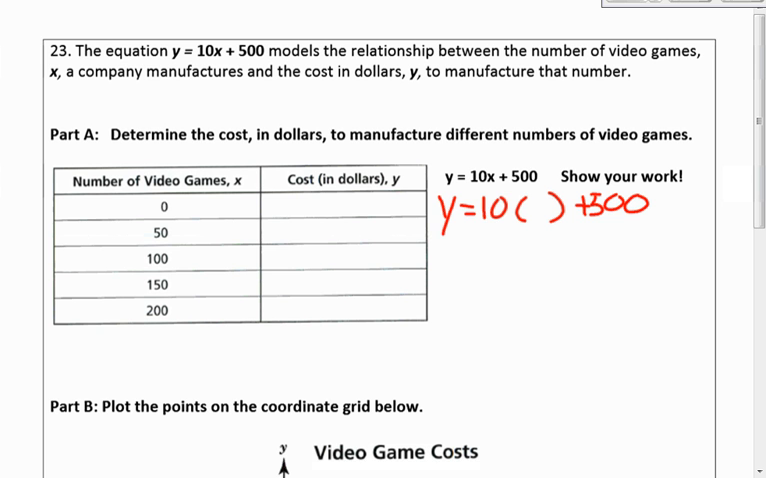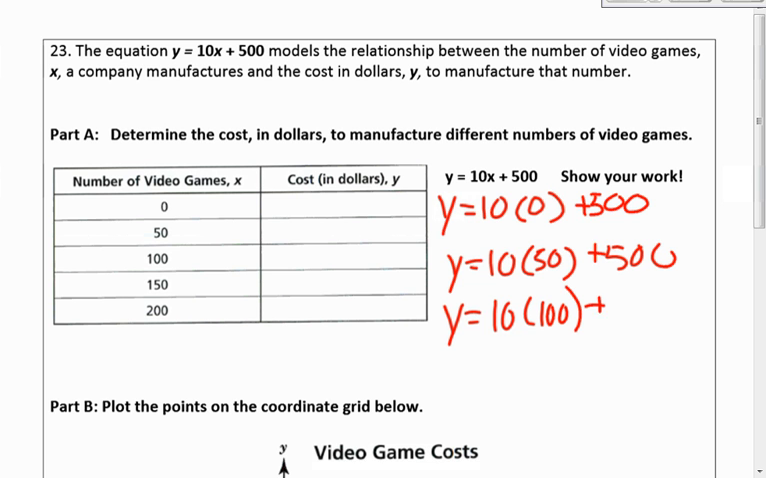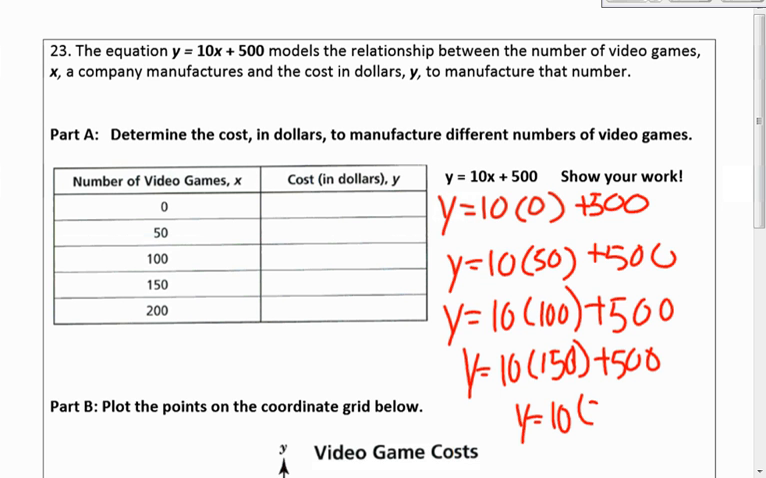Instead of x, I'm going to substitute the 0 in. The next x that I'd have to substitute in is the 50, and then I would add 500. The next x after that is 100. So you could do this in the calculator, or you can do this by hand. Then 150 in there instead of the x, plus 500, and then 200, plus 500. So you're multiplying the 10 by the 0, you would get 0. And then when you add 500 to it, y is equal to 500.